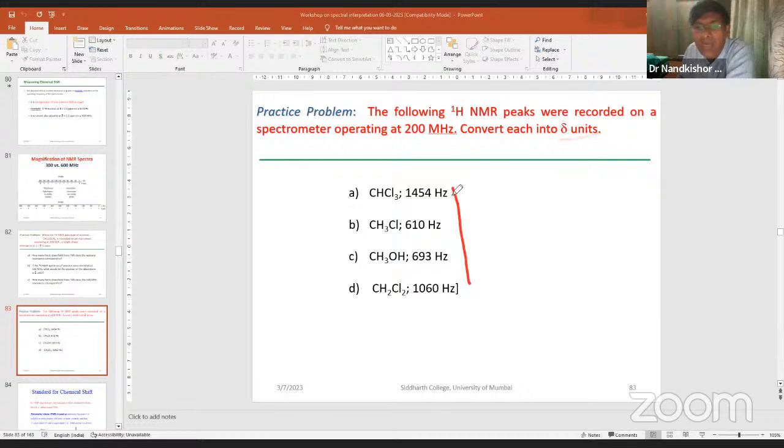Now these are all in hertz. You want to convert this into delta. What are you going to do? Simply divide by 200. That will give you exactly the delta unit, because you know delta is hertz upon instrumental frequency. This is the instrumental frequency, and this is the observed frequency. So observed frequency upon instrumental frequency. Divide by 200 and this will give you 7 point something, this will be 3 point something, and so on. You can just calculate and understand the exact delta values. This is how to solve such types of problems.